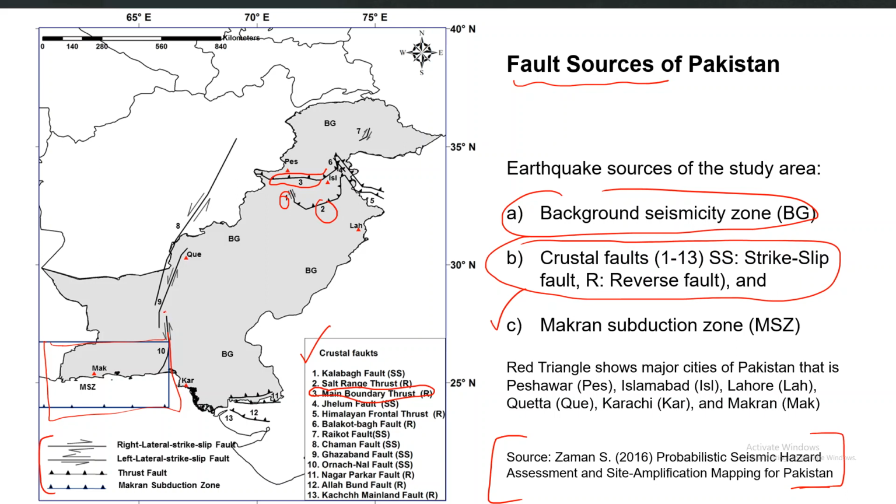But here towards the south you have strike slip faults. For example, fault number 9 is the Ghazaband fault. Similarly, fault number 8 is the Chaman fault, a very famous fault, and it is a strike slip fault. So these faults were modeled explicitly as part of this study. And apart from these crustal faults, the background seismicity was also considered, the area sources were also considered in this study.